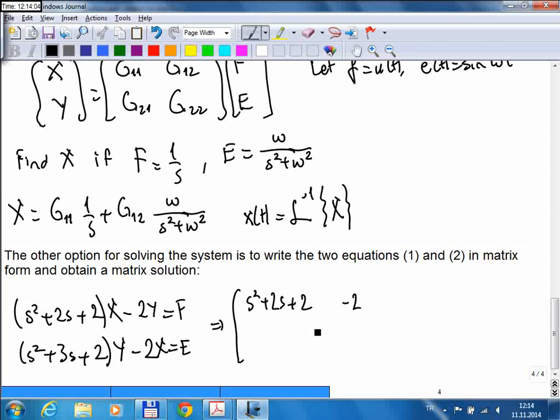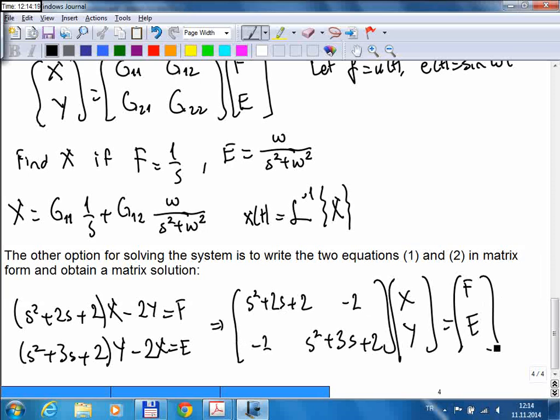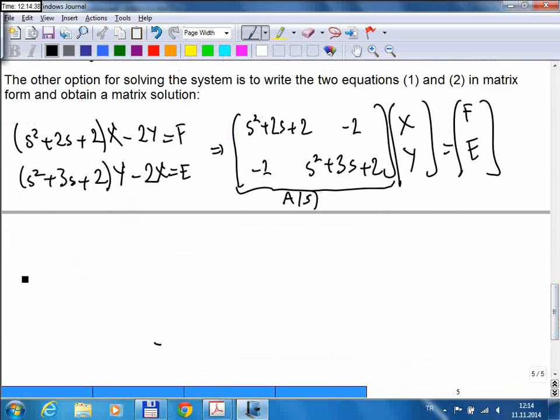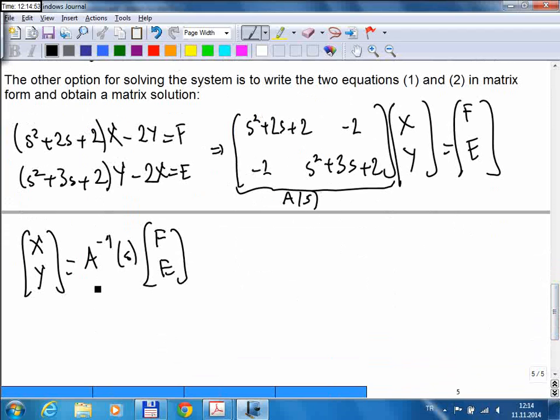X minus 2 times Y, and here I have minus 2 times X. So if you call this A(s), then you can write X and Y as the inverse of A times F and E. So now the transfer function matrix is simply the inverse of this matrix.